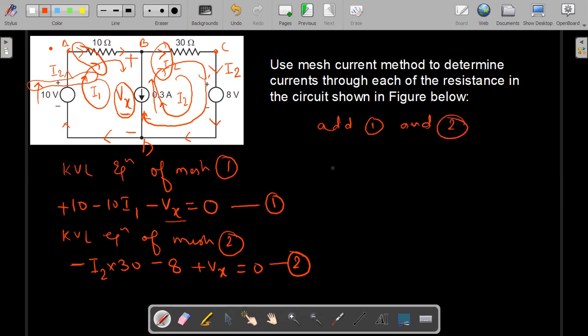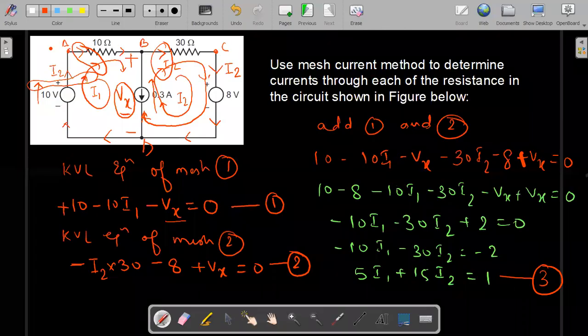Now by adding these two equations, what do we get? 10 minus 10 I1 minus Vx minus 30. Sorry, I erase it. So it is minus 30 I2 and minus 8 plus Vx. This is plus is equal to 0, right? Now on simplifying this equation, we get equation number 3, which is 5I1 plus 15I2 is equal to 1.